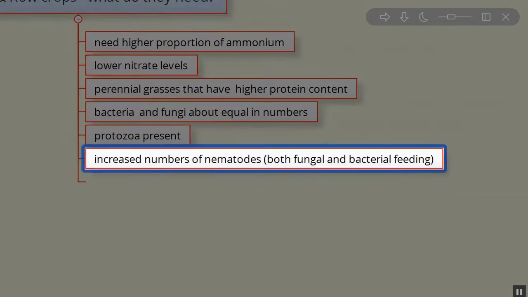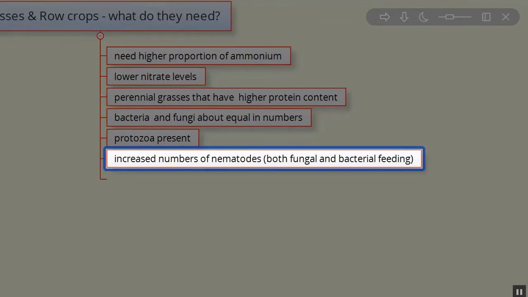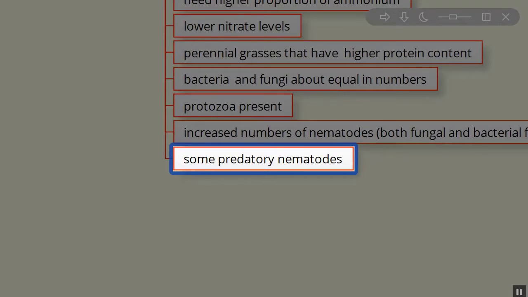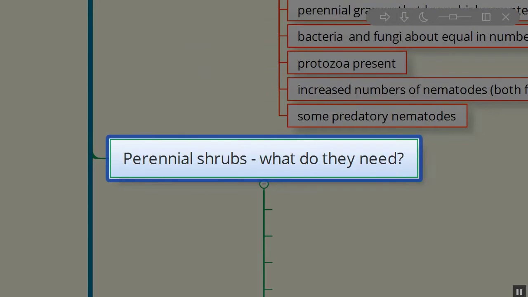We have protozoa present in this soil samples. We have an increased number of both fungal and bacteria-feeding nematodes, and we have some predatory nematodes starting to show up in this level. So we're at about the mid-scale in our whole successional series, which will show up better in the graphic to come.